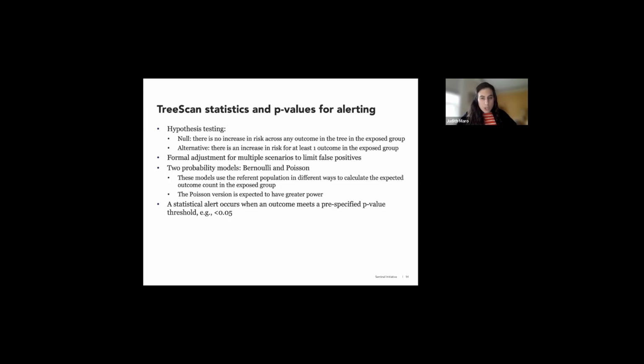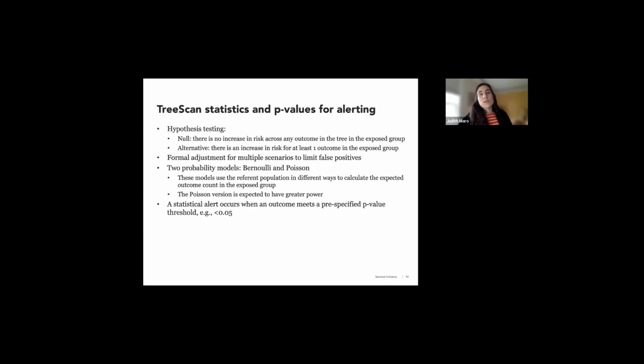In both cases, there's a comparator population, but they are used in different ways to calculate the expected outcome count that would be in the exposed group. And we've seen, and I will show you in subsequent slides, that a Poisson version is expected to have greater power. We typically say when we are going to start to pay more close attention to any particular outcome, which we call a statistical alert, and we can pre-specify that at any value. A very typical one is a p-value of 0.05.